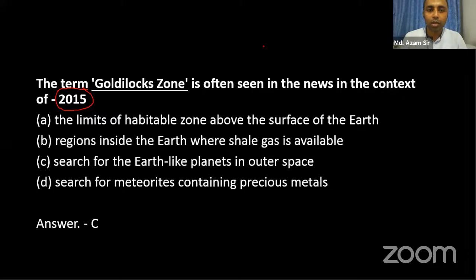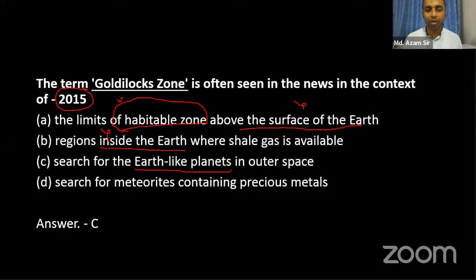The term Goldilocks zone is often seen in the news in the context of: option A, the limit of the habitable zone above the surface of the Earth. Okay, it is a habitable zone. So partially it sounds correct, but above the surface of the Earth, that is not right. Then the region inside the Earth, absolutely wrong. Then the search for Earth-like planets in outer space.